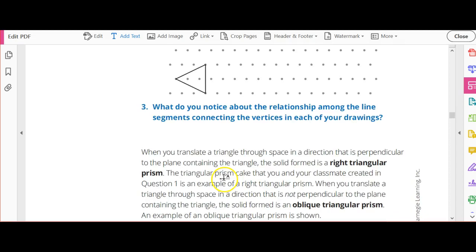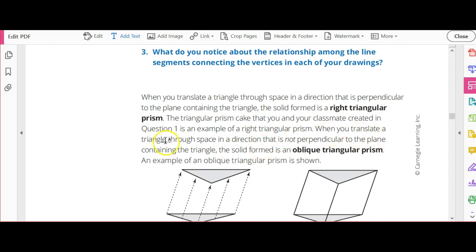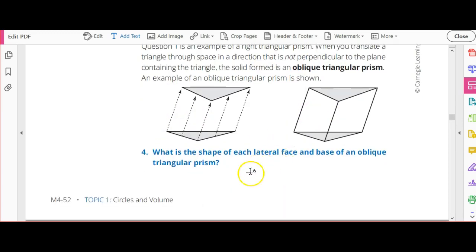All right, so here we go. When you translate a triangle through space in a direction that's perpendicular to the plane containing the triangle, the solid formed is a right triangular prism. When you translate a triangle through space in a direction that is not perpendicular, the solid formed is an oblique triangular prism. There's a picture of an oblique. So now here we go. What is the shape of each lateral face of an oblique triangular prism? It is a parallelogram.